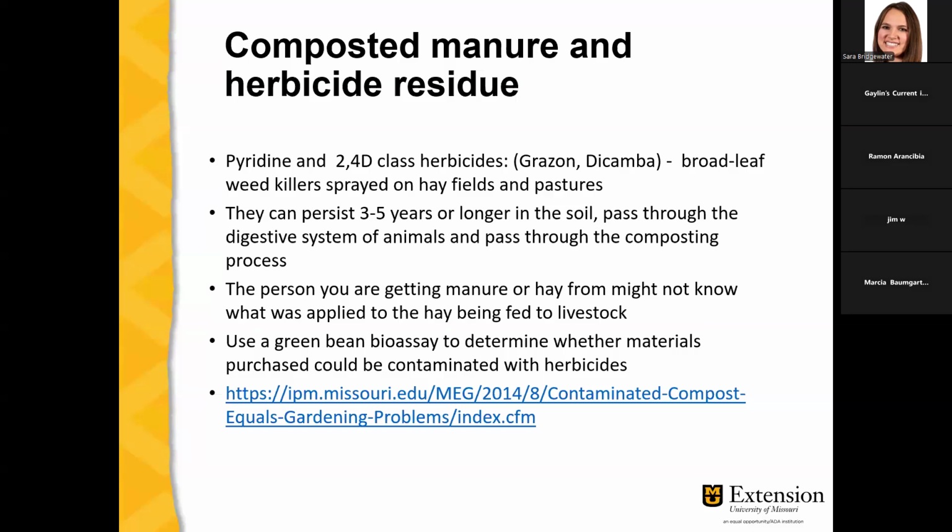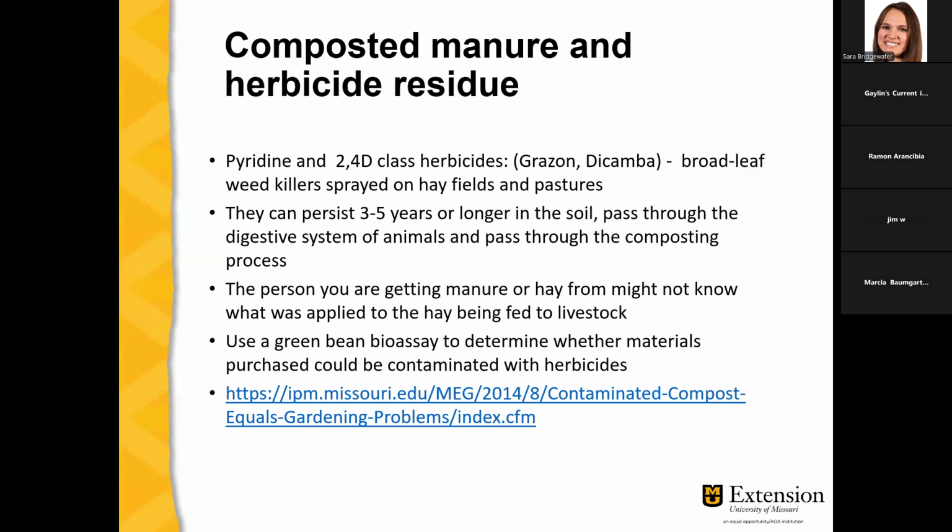I had a grower that bought a compost and it lasted 3 years in his greenhouse. He put it in the greenhouse soil to improve the soil, but he had the problem for 3 years that the plants were showing symptoms. So if you're going to purchase anything, compost or hay or any manure, you want to talk to the seller and make sure they can guarantee you that it's not contaminated.